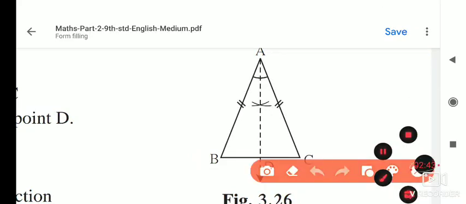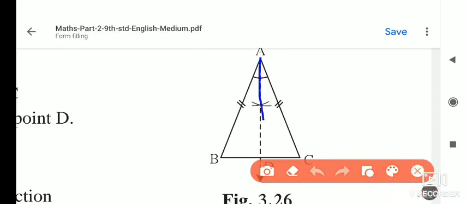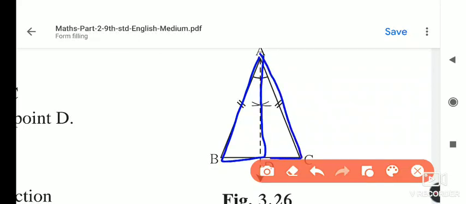If we draw the angle bisector for this triangle, so this is our angle bisector, AD is the angle bisector. If we draw the angle bisector AD, then there are two triangles. Which are those two triangles? That is triangle ABD, and another triangle is ACD. Now we see the tests which show that two triangles are congruent to each other.